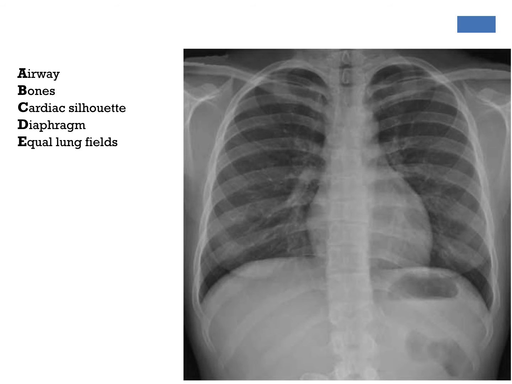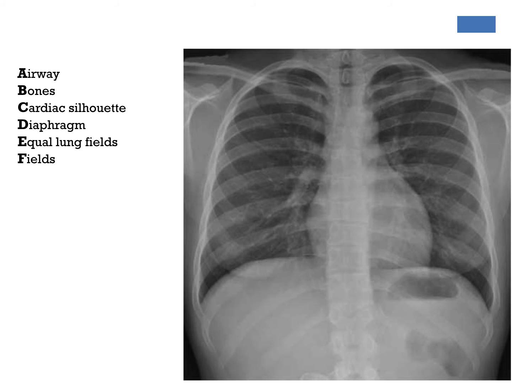E is for equal lung fields. This is where we check for pneumothorax. We follow the lung markings out to the edge of the lung to check for pneumothorax. We do want to differentiate between the line of the scapular bone shining through from behind and an actual pneumothorax. The way to differentiate between the two is to follow those lung markings all the way out to the edge of the thoracic window.